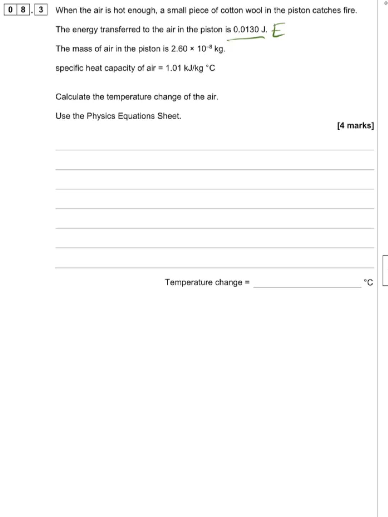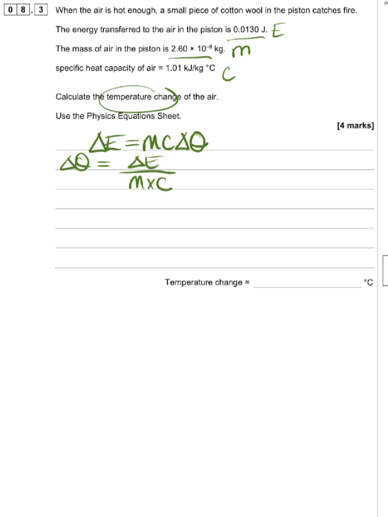0.0130 joules. The mass of air in the piston is 2.6 times 10 to the minus 8 kilograms, and we're told the specific heat capacity of the air is 1.01 kilojoules per kilogram per degree C. So we are now asked to work out the temperature change in the air. So what we need here is our formula from our formula sheet, which says that the change in energy is equal to the mass times the specific heat capacity times the change in temperature. So if we rearrange that, we have to firstly make our delta theta the subject, so we have delta E over m times c.